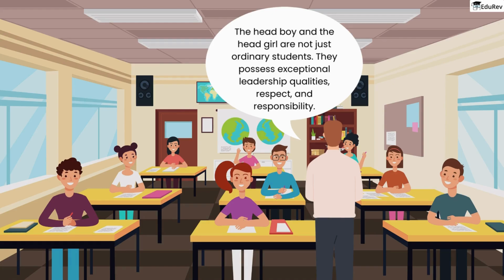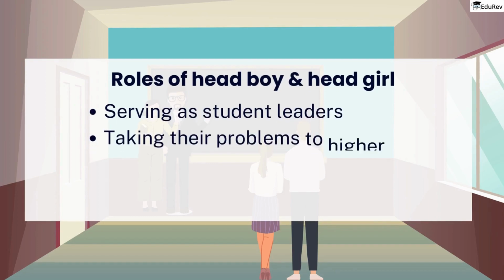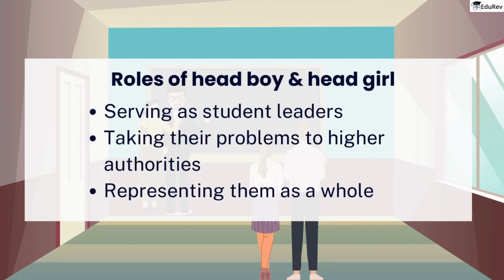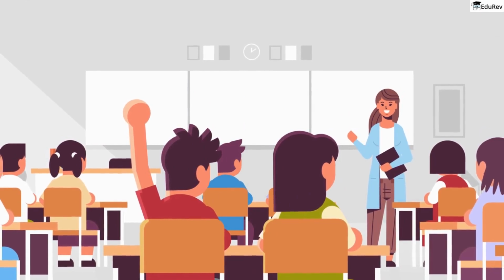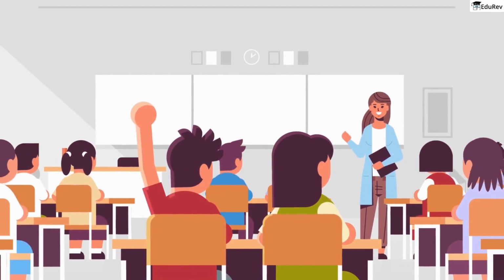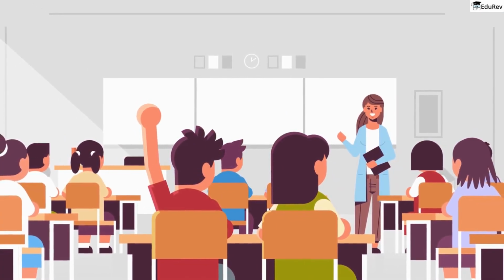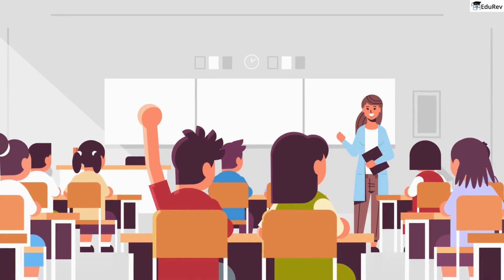The roles of head boy and head girl in a school typically involve serving as student leaders, taking their problems to higher authorities, and representing them as a whole. Nominations begin. Some students bravely raise their hands, nominating themselves with confidence, while others whisper the names of their classmates who they believe are truly capable.